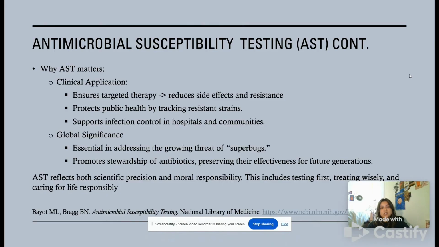AST matters because it ensures targeted therapy, which reduces side effects and the risk of resistance. It also protects public health by tracking resistant bacterial strains and supports infection control in hospitals and communities. On a global scale, AST helps address the growing threat of superbugs and promotes responsible antibiotic use, preserving their effectiveness for future generations. In the end, AST reflects both scientific precision and moral responsibility. It reminds us to test first, treat wisely, and care for life responsibly.